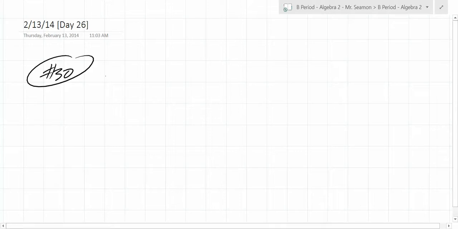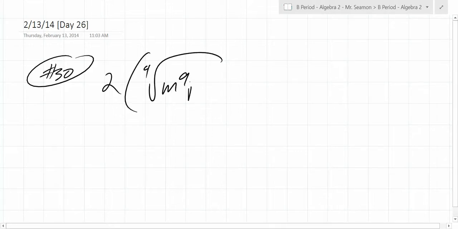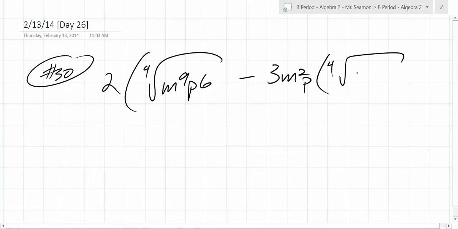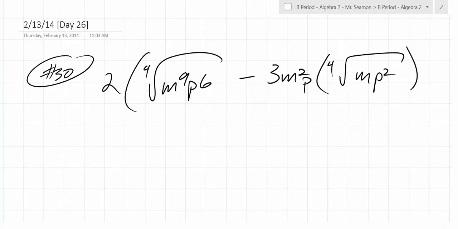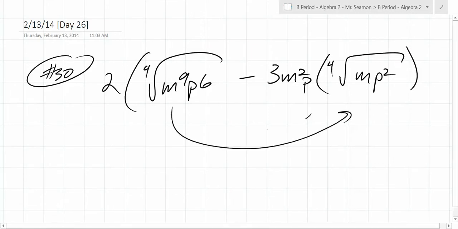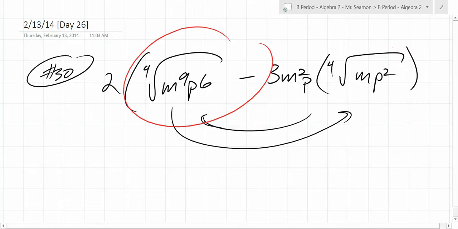is 2 times, and I like putting the parentheses in, m to the 9th p to the 6th minus 3m squared times, oh, there's a p in there, right? 4th root of mp squared, like this. Now, you can't just subtract them because what's under the radicand is not the same, correct? You need to simplify it in such a way that maybe you either turn this into this or vice versa. Which one do you want to work on? Do you want to work on this one or that one?